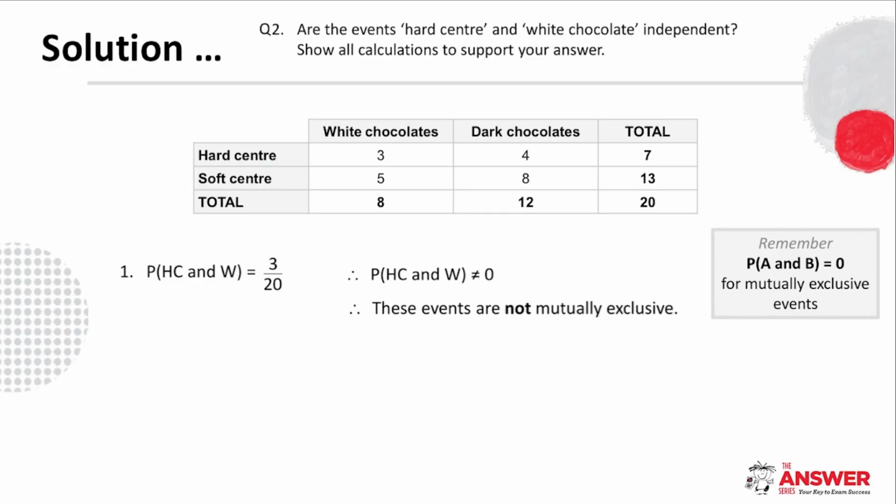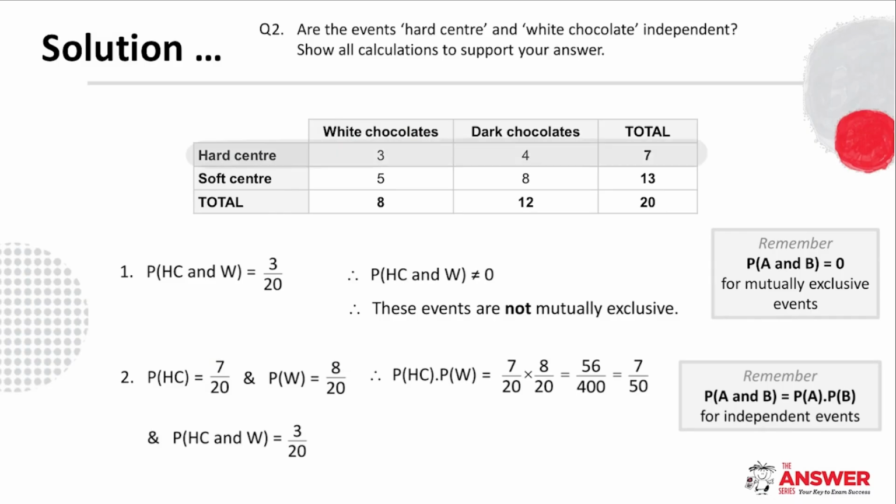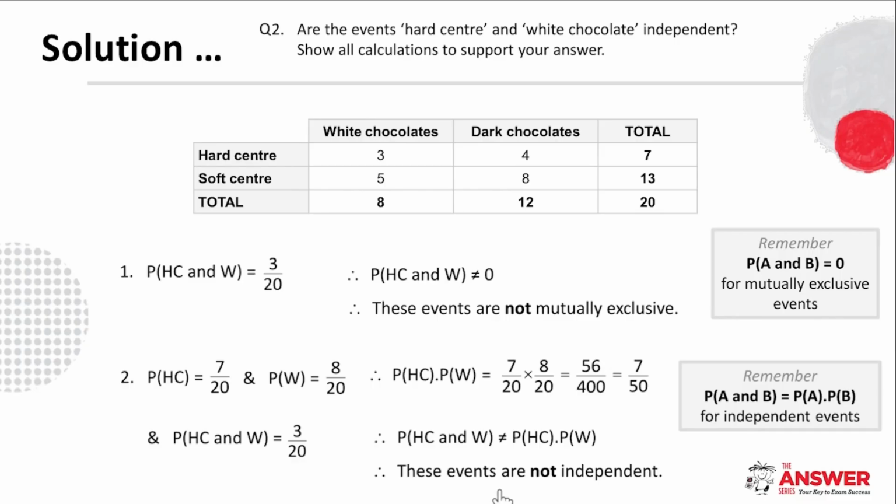Then for question 2, we remember that for independent events, P of A and B is equal to P of A times P of B. And so we find the probability of hard center, 7 over 20, and the probability of white chocolate, 8 over 20. If we find the product of these two, it simplifies to 7 over 50. Then if we use the table to find the probability of hard center and white chocolate, we get 3 over 20, and we can therefore conclude that these events are not independent because these two are not equal.